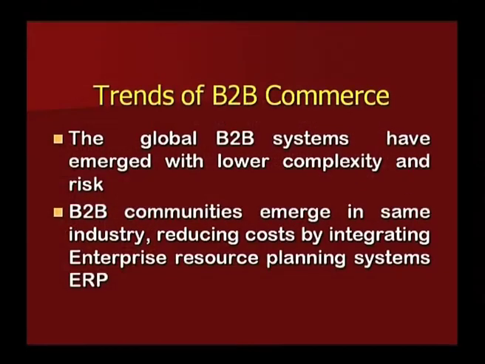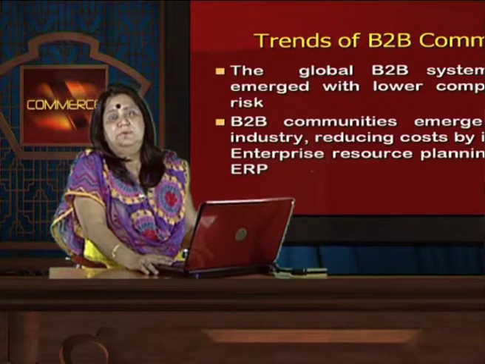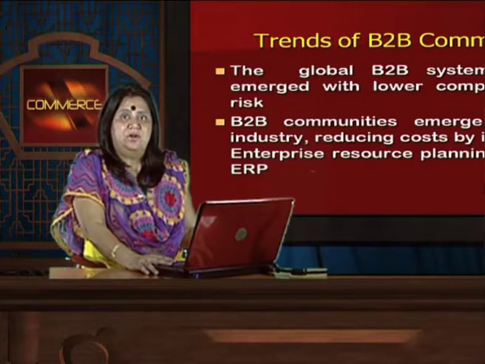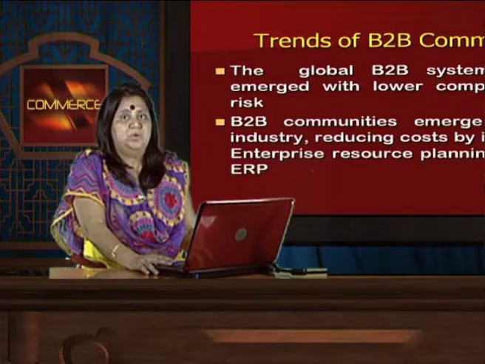Trends of B2B commerce also involve global B2B business systems. They have emerged with lower complexity and risk. B2B communities emerge in the same industry, reducing cost by integrating enterprise resource planning systems, which are known as ERP systems. Now here the global world has integrated, where the economies where raw materials are cheap are also coming on the internet. Like China has emerged as a big market player in terms of bulk buying, or in terms of big factories selling goods to other businessmen.